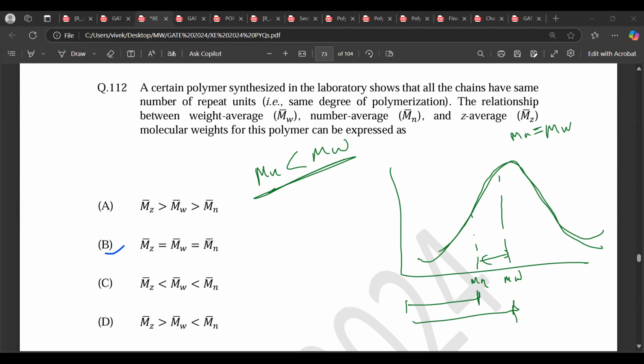So in that case, our graph will be something like this, very sharp. Now your molecular weight Mn is here and your Mw is also here. I mean, very sharp. So you don't get broadness, right? If this is your distribution, what is the Mn and what is your Mw? All are the same, right? So that is the idea of monodispersity.